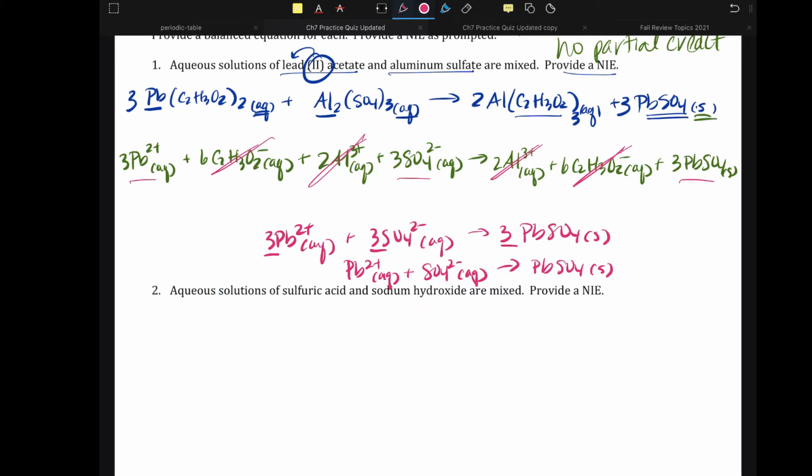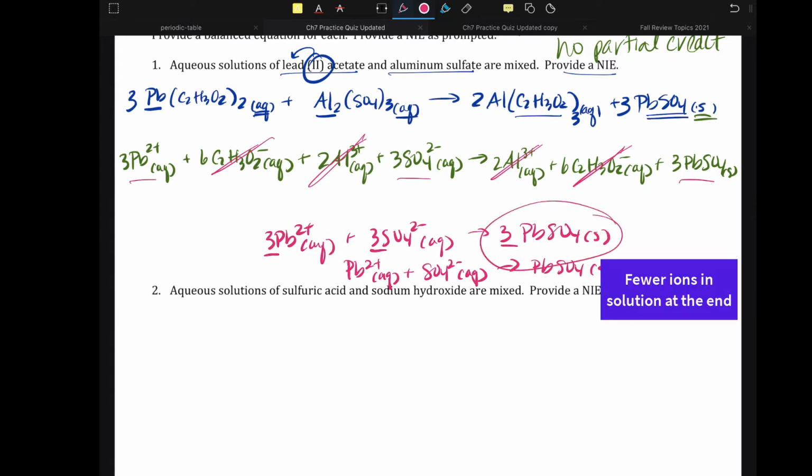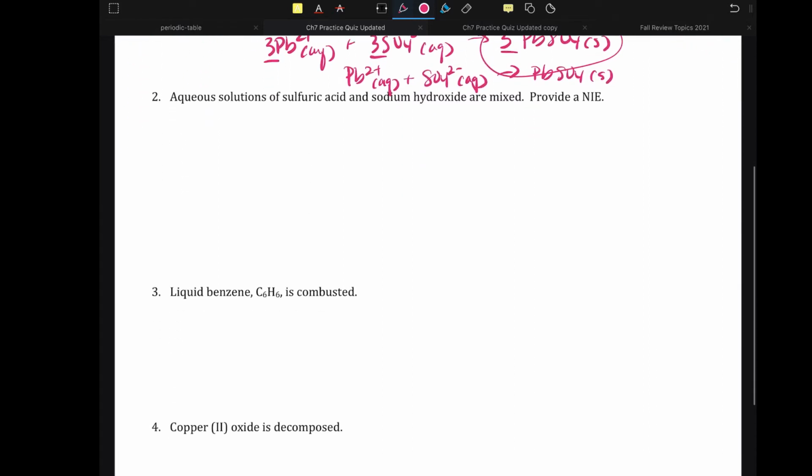So during the course of this reaction, we consume lead ions, we consume sulfate ions in the production of this lead sulfate solid, right? Everything else stays the same, right? All those other ions were floating at the beginning, the lead and the aluminum and acetate ions, and they're still floating around in the end. There is no change to those components.